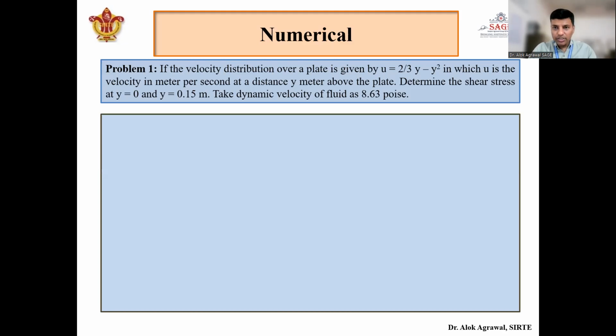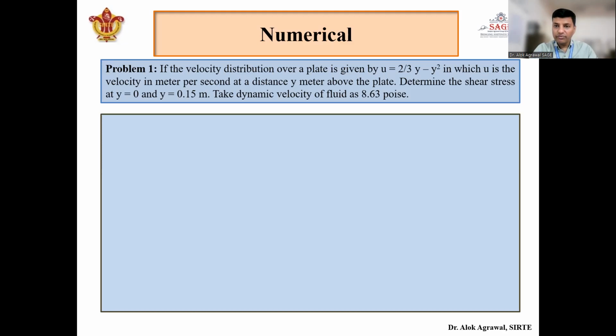कि how velocity is changing with respect to y. ये u is equal to 2 by 3 y minus y square जो दिया हुआ है, ये y के रिस्पेक्ट में वेलोसिटी कैसे चेंज हो रही है, इसका एक इक्वेशन दिया है, एक प्रोफाइल दिया है, इसको बोलते हैं वेलोसिटी प्रोफाइल. अब यहाँ पे u जो है वो मीटर पर सेकंड में है और जो y है दैट इज इन मीटर, सो इट इज इन अवर SI यूनिट.